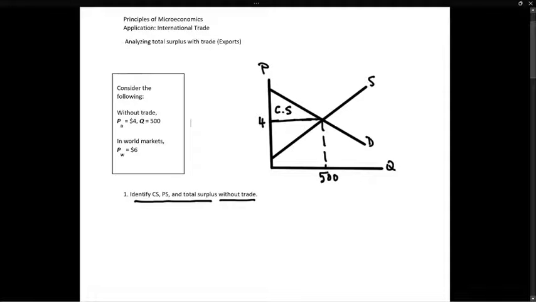Producer surplus is the area between the price line and the supply curve. It's this area, producer surplus. Total surplus will be the total of consumer surplus and producer surplus. Let's put that here. Total surplus is consumer surplus plus producer surplus.